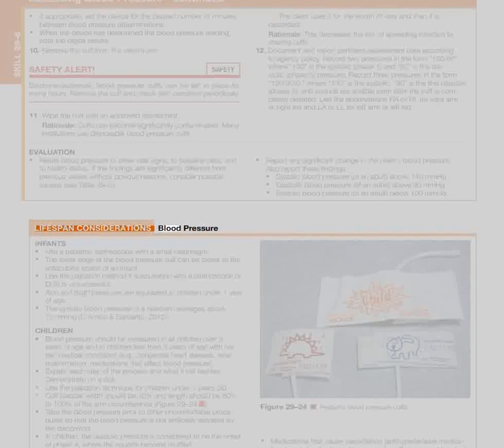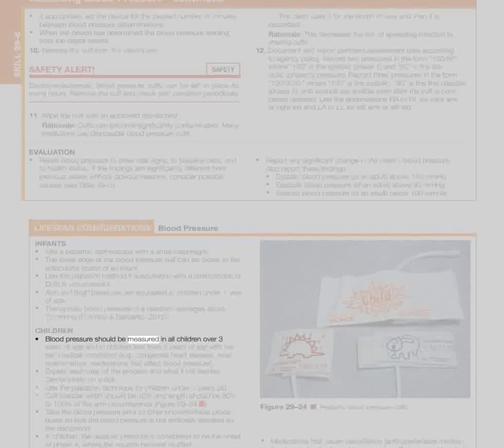Lifespan considerations: blood pressure. Infants: use a pediatric stethoscope with a small diaphragm. The lower edge of the blood pressure cuff can be closer to the antecubital space of an infant. Use the palpation method if auscultation with a stethoscope or DUS is unsuccessful. Arm and thigh pressures are equivalent in children under 1 year of age. The systolic blood pressure of a newborn averages about 75 mmHg (D'Amico and Barbarito, 2012).